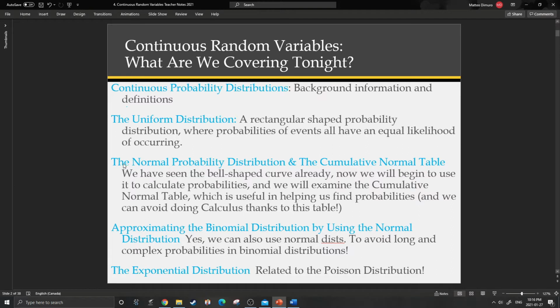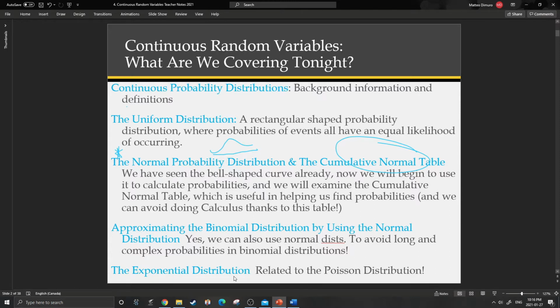And then we get to the meat and potatoes part of the lecture, which is going to be the normal probability distribution, which we've seen before. That's the one that looks like our bell curve. And then the cumulative normal table, and that's a new thing for us. And then we'll be approximating the binomial distribution by using the normal distribution. So, very important. And then a small little topic at the end, the exponential distribution.